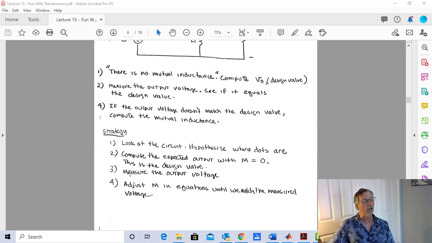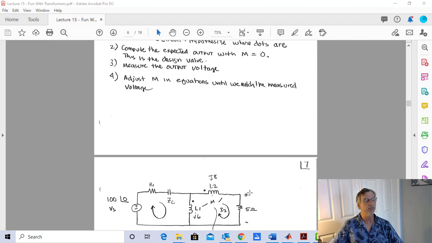And then what I'll do is I'll look at the output voltage, and I will adjust my M in my equations until I match the voltage that the engineer measured. So I measure the output voltage from the circuit that doesn't work, and now I'm going to just adjust M in my equations, that's easy to do in MATLAB, until I can match what that engineer measured. And if I can do that, I can say, you have a mutual coupling problem, and here's how bad it is.